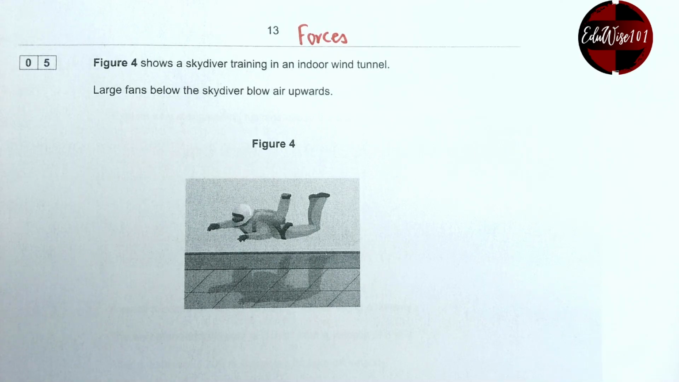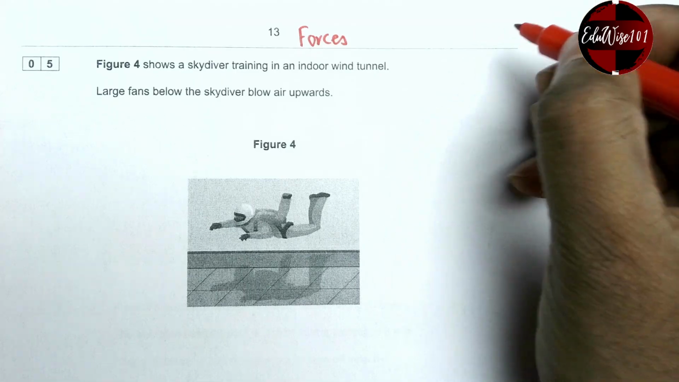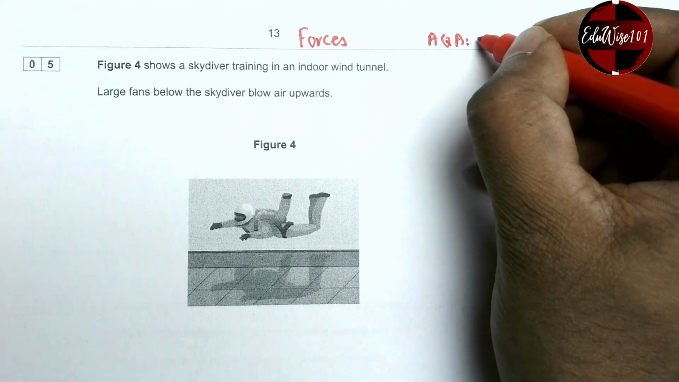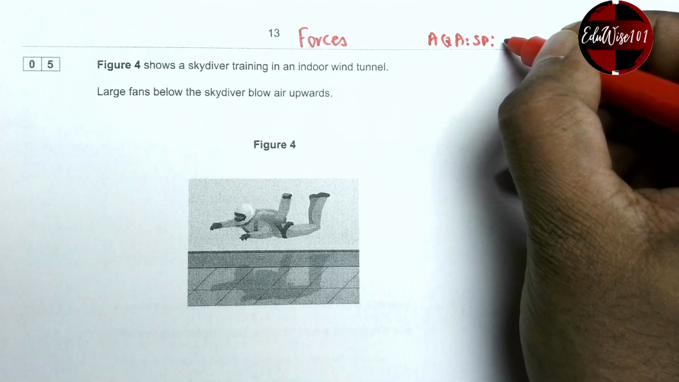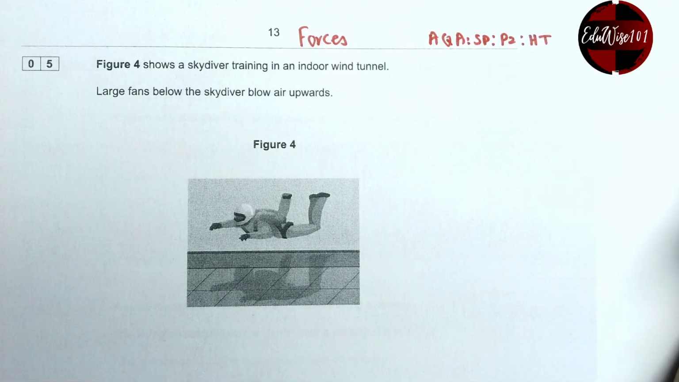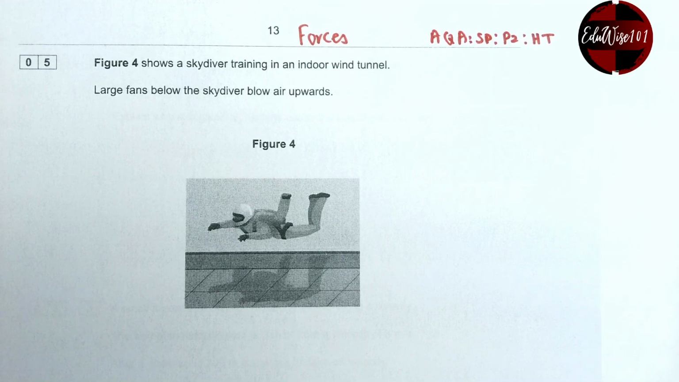In this video, I am going to go through question number 5, which is on forces from the AQA specimen paper, paper 2, higher tier. This is coming from the combined science, not the separate science physics, but it's still useful for the separate science physics as well. So figure 4 shows a skydiver training in an indoor wind tunnel.